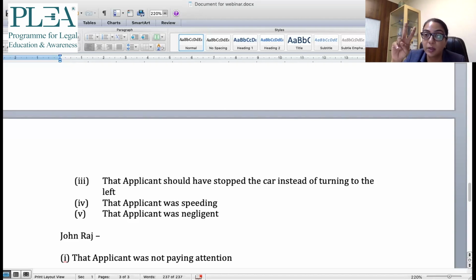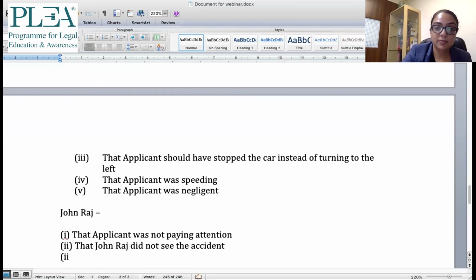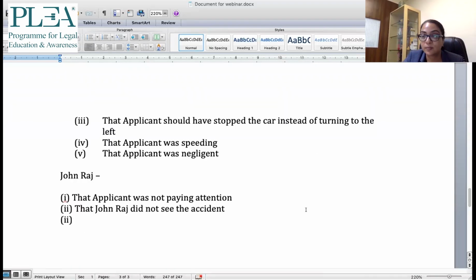So there are two things we can do from John Raj's evidence. One, show that the applicant was not paying attention, and two, that John Raj himself didn't see the accident. Correct. Okay. Anything else from John Raj's evidence? Ma'am, John Raj was worried that he made the applicant late since they had spent more time than they had intended. And secondly, John Raj didn't certainly state that he did see the applicant using the phone, but only ascertained the bent of the opposite party's head and the right hand.